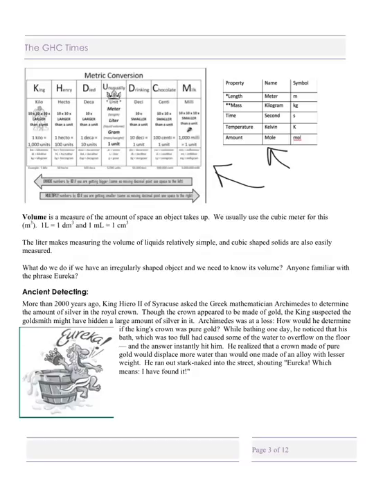Okay, so we need some base units here. And the base units for the metric system are the meter, the liter, and the gram. Meter is a measurement of length. Liter is a measure of volume, which is the amount of space an object takes up. And gram is a measure of mass.